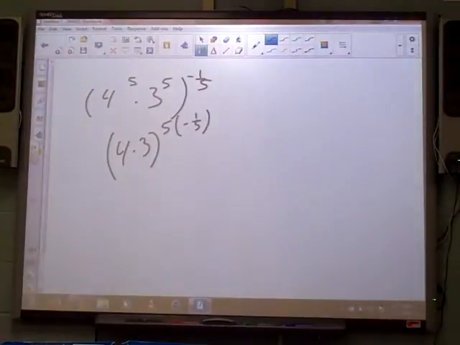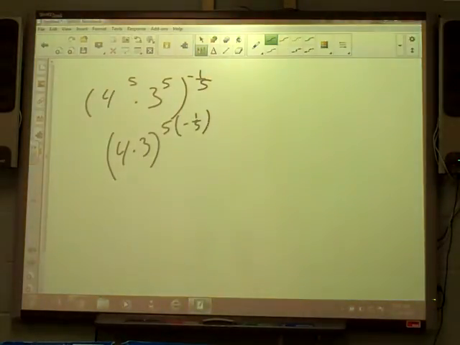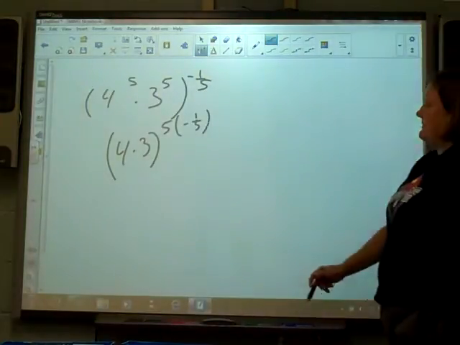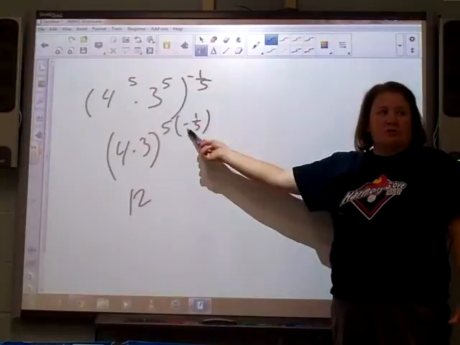Now, the reason that was good, and we couldn't do that on the last one, is because they weren't the same power. They were this time. That made a different problem. The reason why that's good there now is because you know what 4 times 3 is. So we have 12. Now what do we do with these powers?